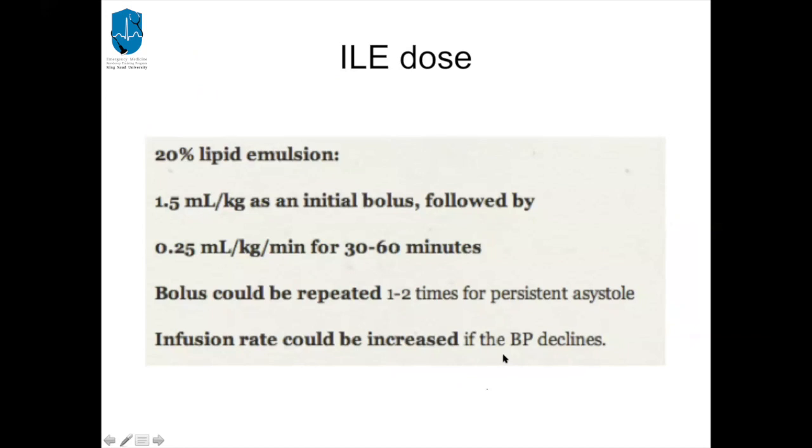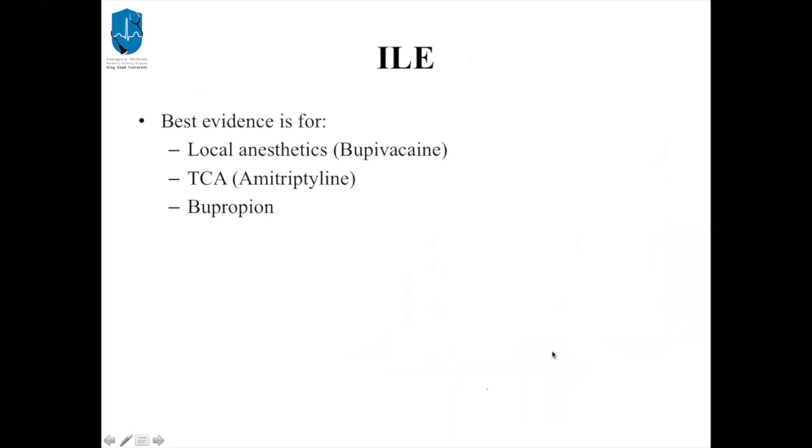This is the dosing. You don't need to memorize it. It's very easy, very simple. Okay, good evidence for local anesthetic. Lipid for calcium channel blockers? That's a good question. There are some reports of this, but again, calcium channels, yes. Beta blockers, it depends whether it's a water-soluble or a lipid-soluble beta blocker. We have the high-dose insulin and glucose, and they work well, but they don't always work.